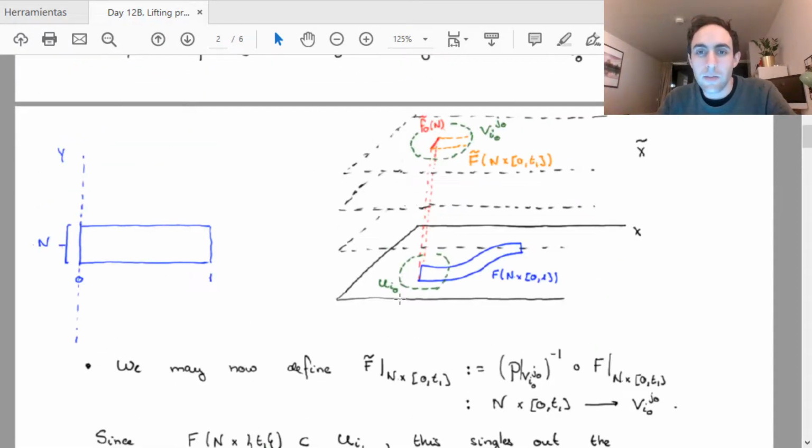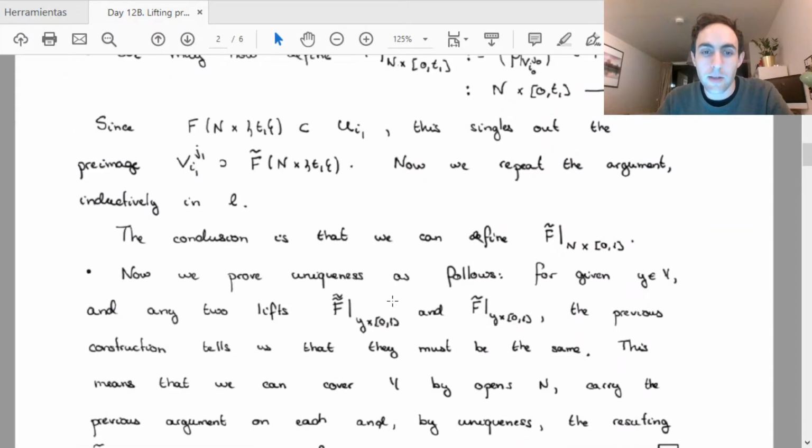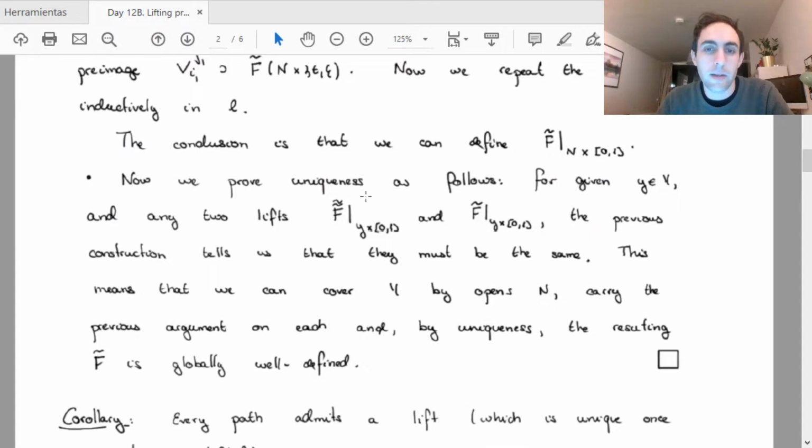So my recommendation is that you go over this argument and convince yourself that what we just did, in fact, shows that the lift is unique. And now this is enough to conclude. So we've explained how to lift f to some f tilde defined over a tiny neighborhood N times [0,1].